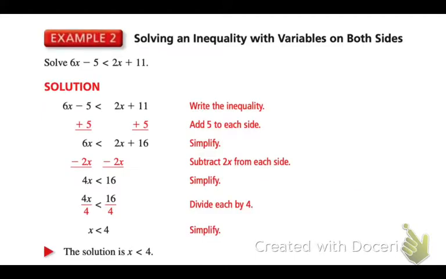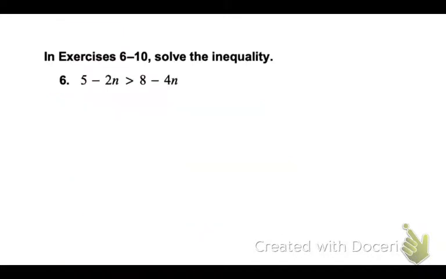All right, in example 2 with variables on both sides, we're just going to use the same steps that we've always used in solving equations, meaning first simplify both sides of the inequality. Then use inverse operations and the properties of addition, subtraction, multiplication, and division to isolate the variable. So let's go ahead and try some. This is problem number 6. I kind of jumped ahead here.